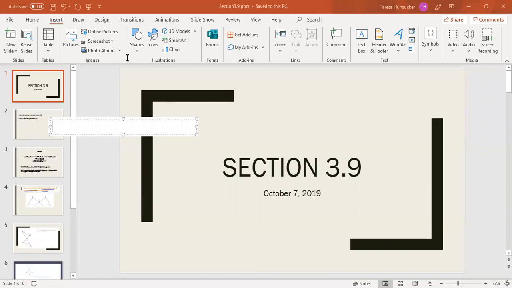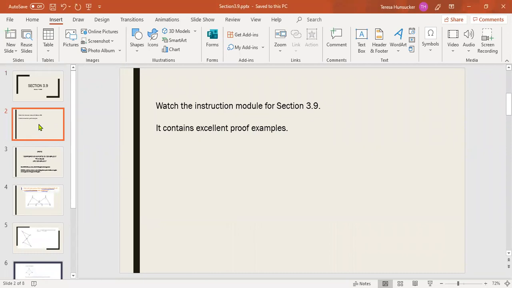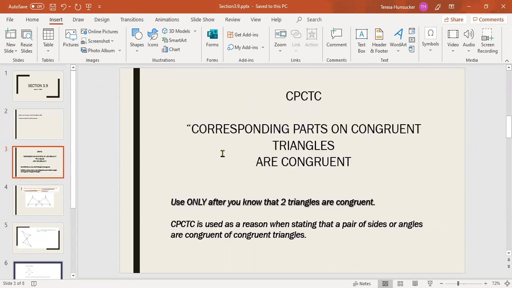Today we're covering section 309, and I'm going to ask that each of you watch the instruction module for 309. It's so important that you do this. It contains excellent proof examples, and well, you can't avoid them. So take a look. They go through each step, and I think it's very well explained and easy to understand. The big concept in this lesson is CPCTC. You may have heard me say it in class before.